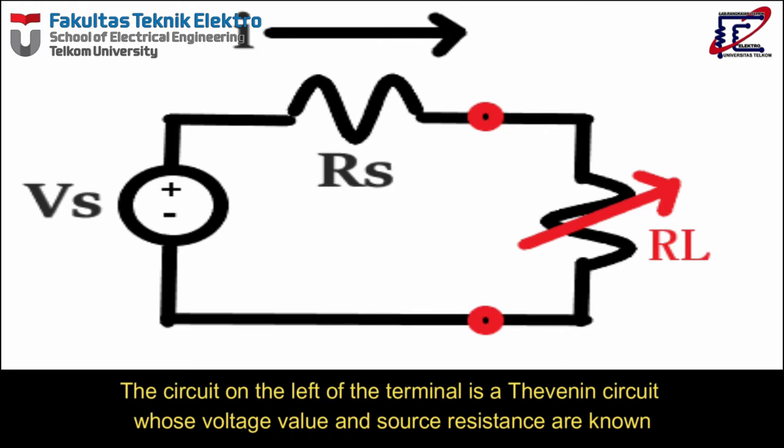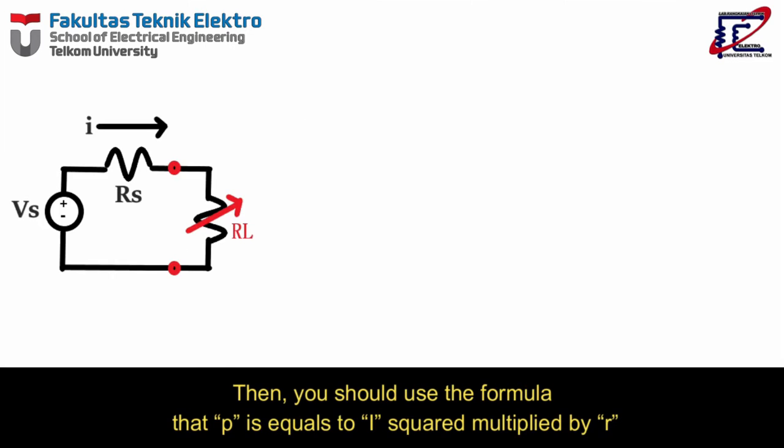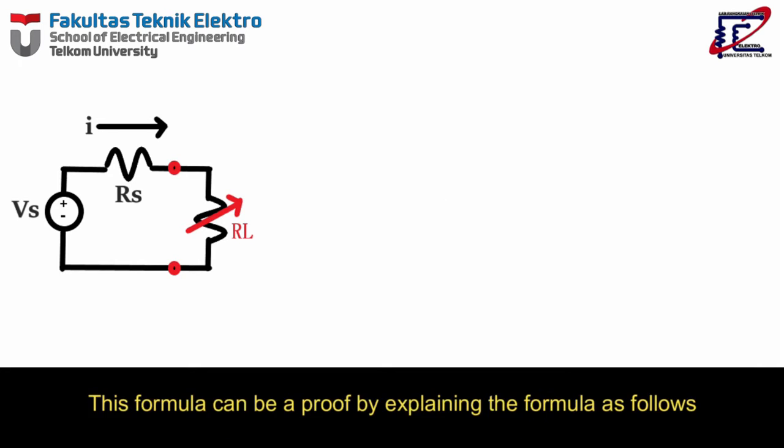The circuit on the left of the terminal is a Thevenin circuit whose voltage value and source resistance are known. When you want to see how much power is being transferred to the load on the right of the terminal, you should use the formula P equals I squared multiplied by R. This formula can be proved as follows.